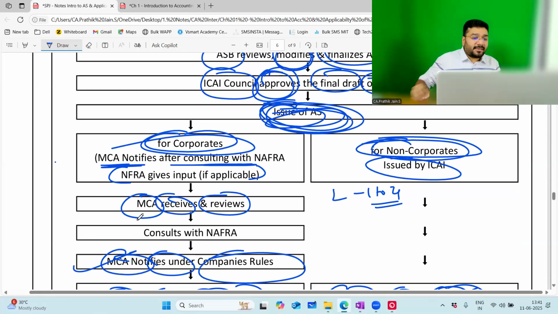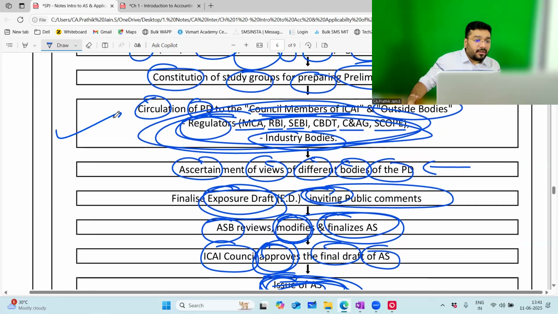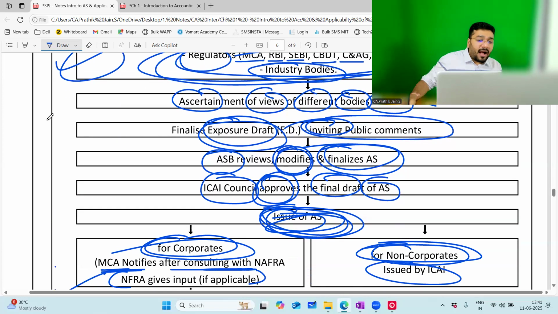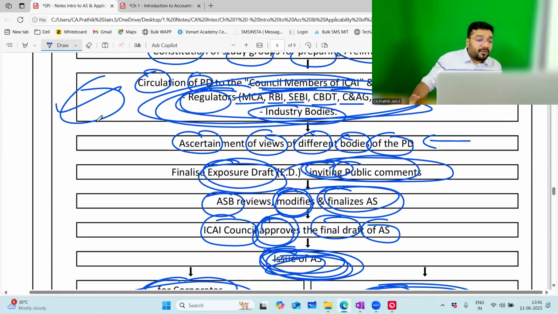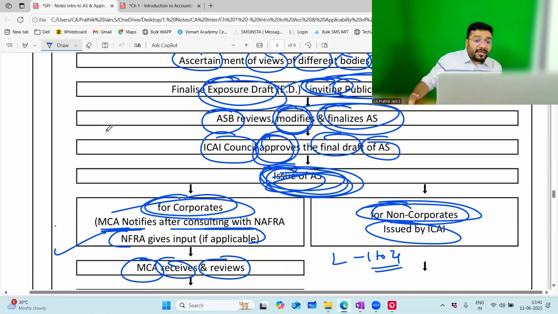To be more precise, NFRA's input can be taken either from here or here. But why not taken here? Because here, after public comment, if NFRA gives the update here, then again, based on the public comment, if you change, then whatever NFRA gave the comment becomes useless. So the final authority is what? MCA and NFRA finally approve the document.